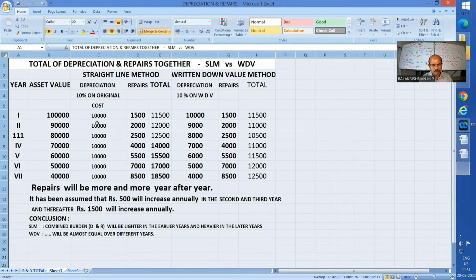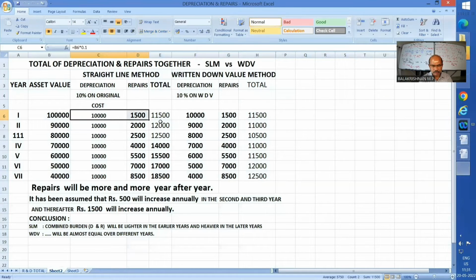10% on original cost is the depreciation. We know that on original cost only depreciation is charged. So it will be 10,000 year after year. Repairs are taken in the first year as, assumed, 500 and 500 each. In the next 2 years it gets increased, and subsequently 1,500 rupees each it gets increased. That is the nature of the repairs. In the initial stage, the repair expenses will be less, and as the years go on, the repair expenditure will be more and more. Now, what is the combined effect of these two?